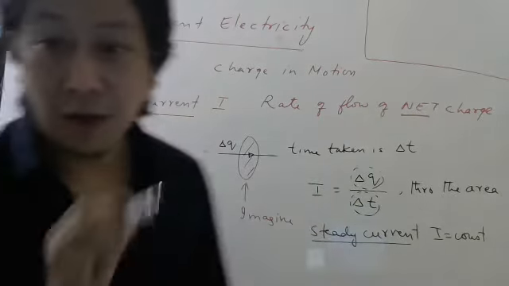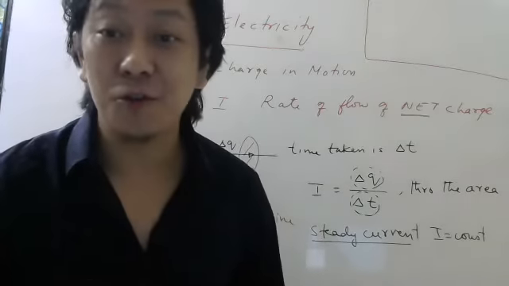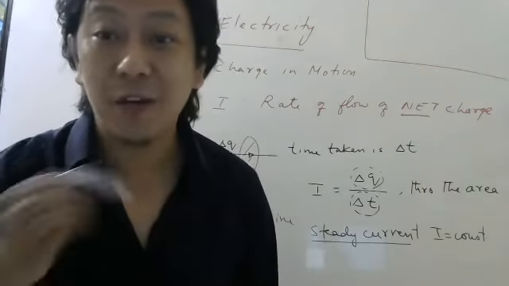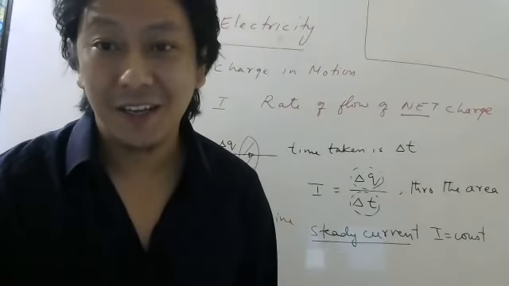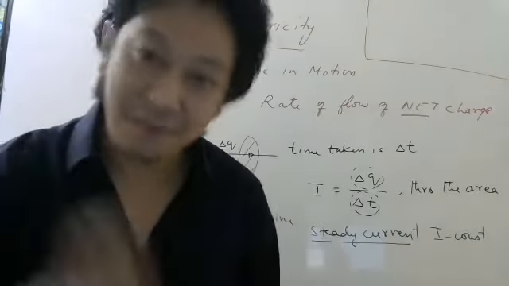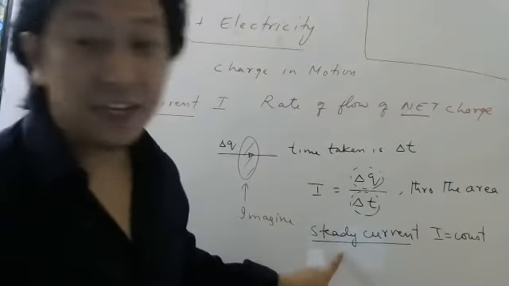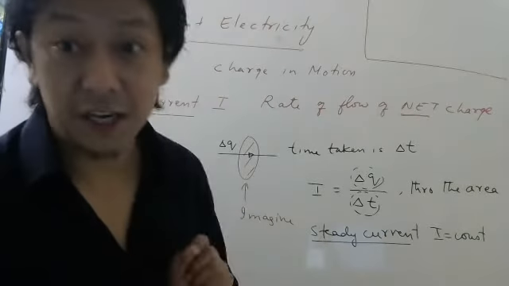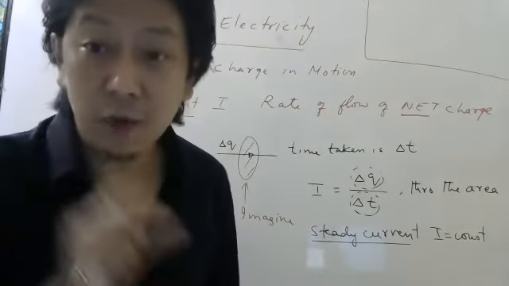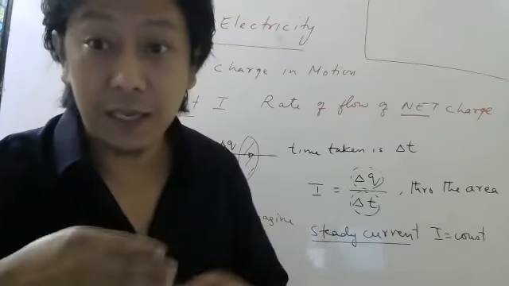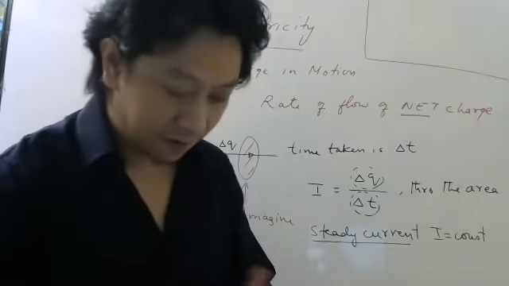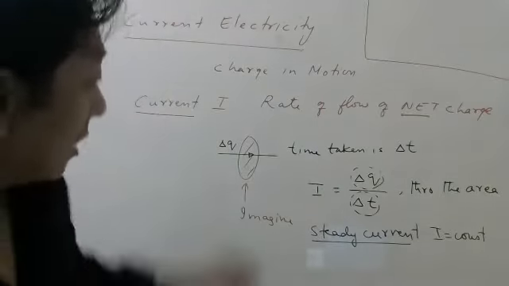Correct? How, in first PU, you used to write velocity as what? Displacement by time. And what do you mean by constant velocity? Equal displacements in equal intervals of time. Same thing: if current is steady, then it means equal charges will flow in equal intervals of time. Don't say equal displacements. This is not velocity. This is current. Okay, so write down till here quickly.